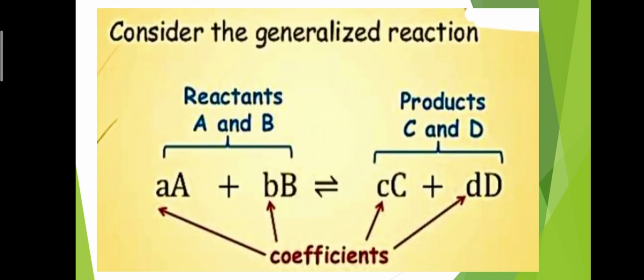Consider the generalized reaction in which reactants A and B react together to form C and D. These are the coefficients of the substances.